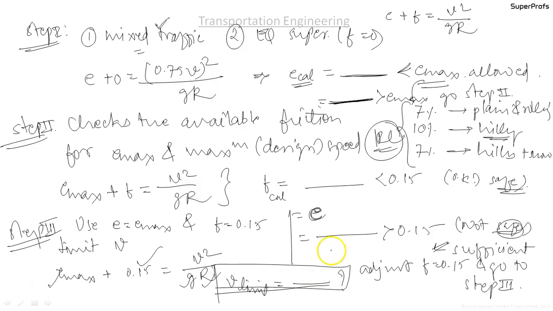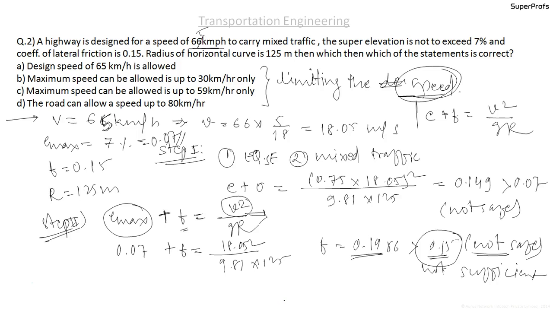And once you limit the velocity, you should put a mandatory signboard stating that the maximum speed allowed is 70 kilometers per hour or something like this. You should put up a board on the road. So I hope that the design of super elevation is now very much clear to you. I have repeated it twice now.